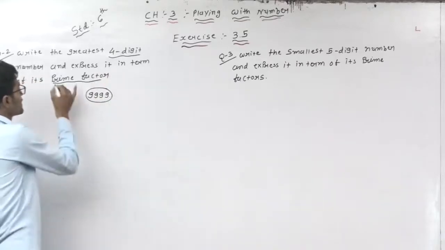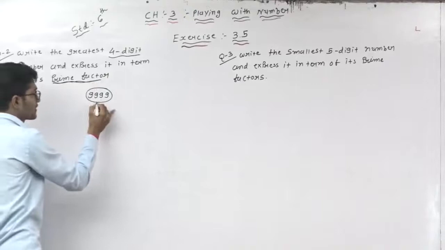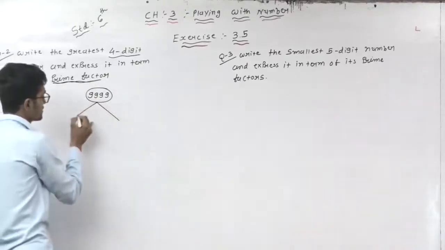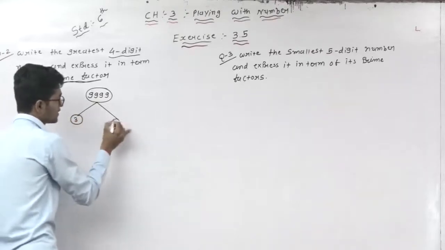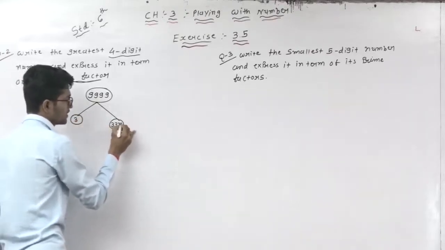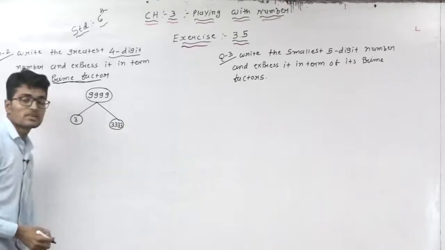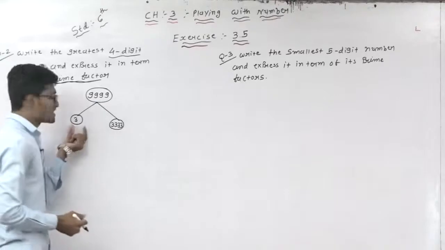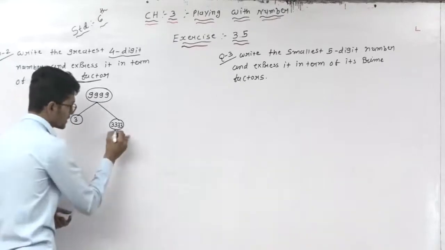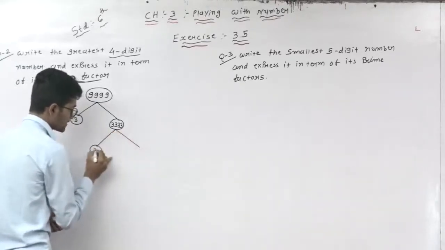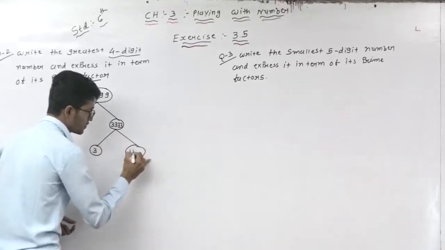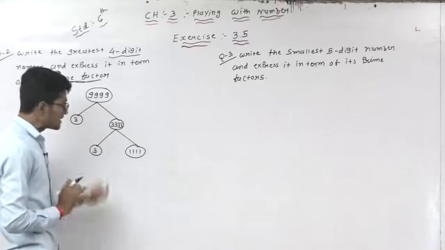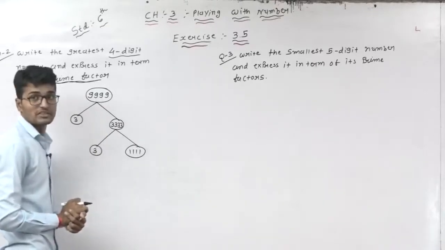When you are asked to find its prime factors, you have to use the T diagram. It means this one is 3 and this one is 3333, and 3 times 3333 is 9999. Now 3 has no factors, but 3333 can have factors. Which ones? One factor is 3 and the second factor is 1111. 1111 multiplied by 3 means 3333.